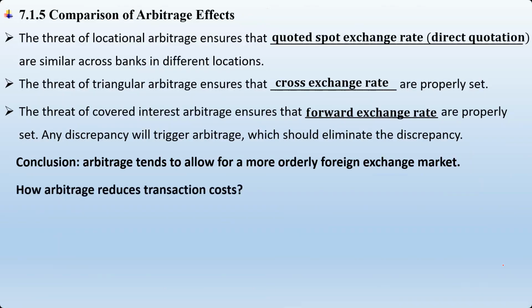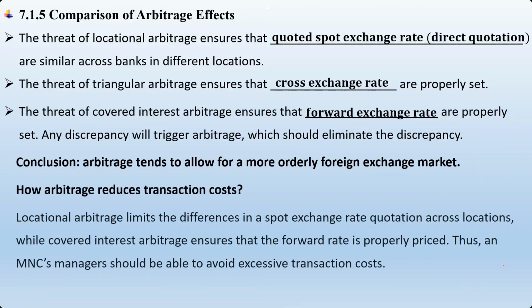And how does arbitrage reduce transaction costs? For example, locational arbitrage limits the difference in the spot exchange rate quotation across locations. Covered interest arbitrage ensures the forward rate is properly priced. A multinational corporation's manager should be able to avoid excessive transaction costs. Like if in one location the quotation is much higher, the multinational corporation will probably suffer higher cost.